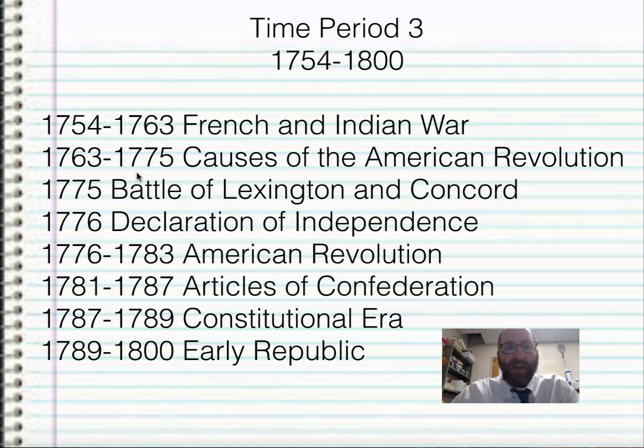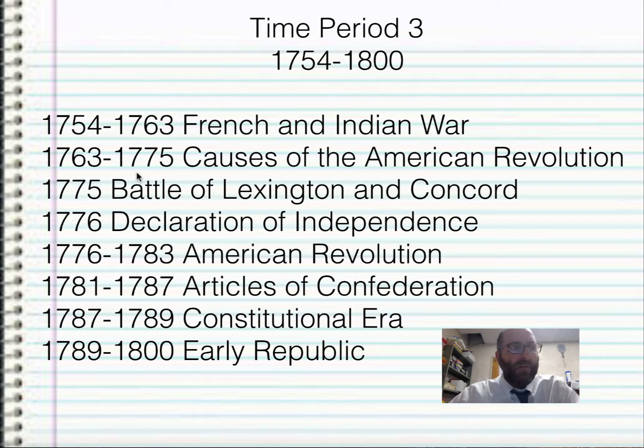Then, after the Declaration of Independence, will be the American Revolutionary War from 1776 to 1783. Once the war is completed, the Americans formed their first government, which was called the Articles of Confederation. This was a very weak central government. Most of the power resided with the states, and it did not succeed. So it was replaced by the Constitution.